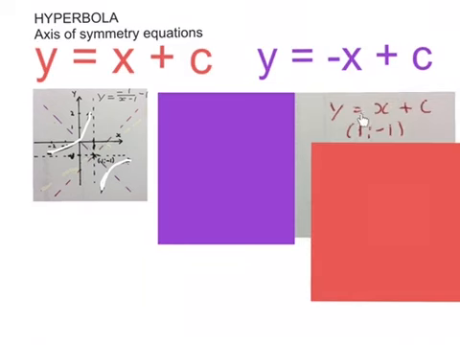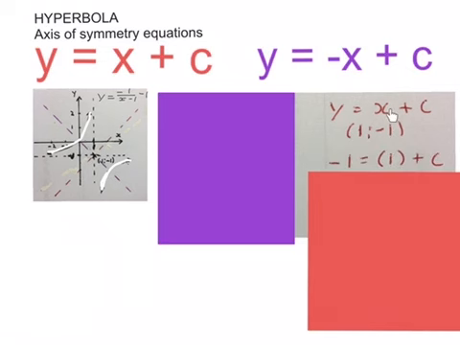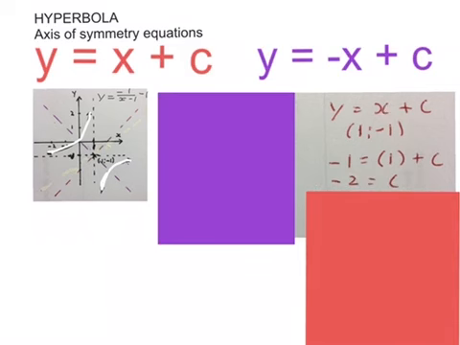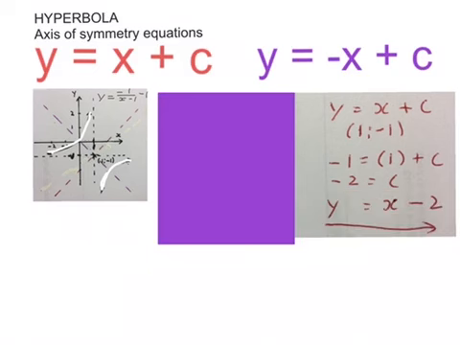So I wrote down y = x + c and the coordinate that lies on that line. Then I substitute this coordinate into this formula, the 1 in the place of x and the -1 in the place of y, and I solve for c. So c = -2, and I plug that back into the formula. So the equation of this axis of symmetry is y = x - 2. It looks like it might make sense. I've got a positive gradient, and it's going down here. It looks like it's at -2.